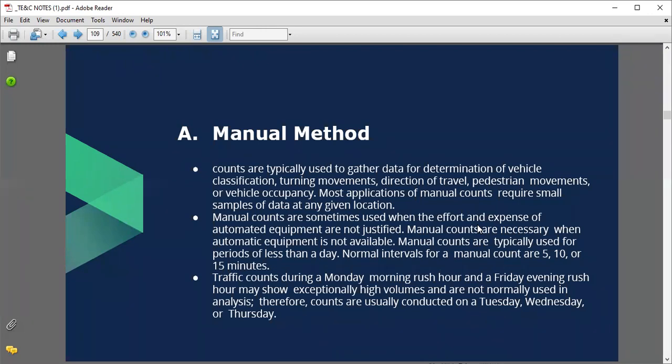Okay, so with the manual method, without any equipment, we can understand the traffic flow or the traffic density on the road. So there is no necessity of equipment. Manual counts are typically used for periods of less than a day. Normal intervals for a count are 5, 10, or 15 minutes. Means in that method different intervals are made, and within those intervals we can collect the information.